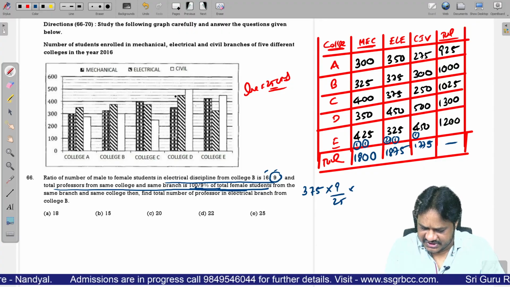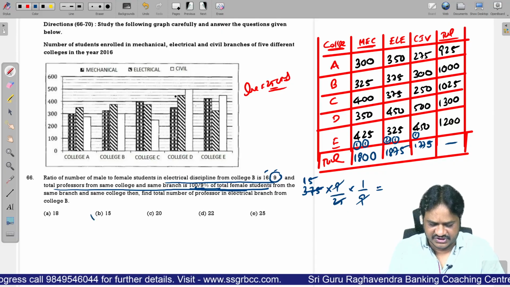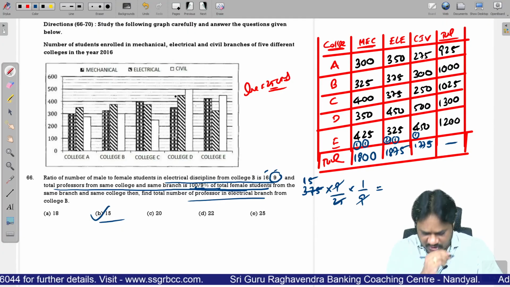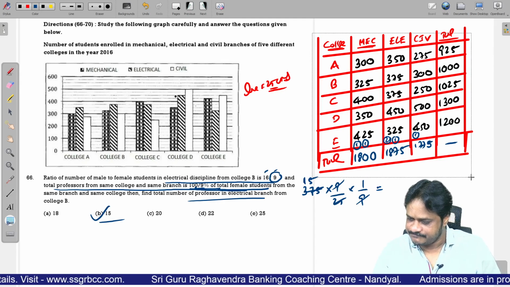In this, professors are 100 by 9%. 100 by 9% means 1 by 9. 9, 9 cancel, 25 ones, 25 5. So, how many professors are there in the college now? 15 professors. Option is 2. See the next question.